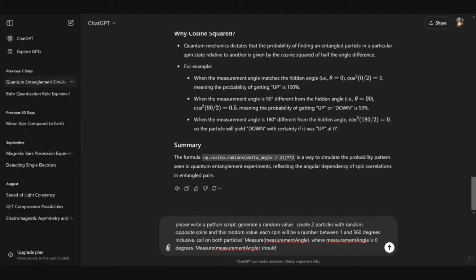Measurement angle, it needs to decide which way, up or down. That's what it needs to return. It needs to return up or down. When does it return up? When does it return down?